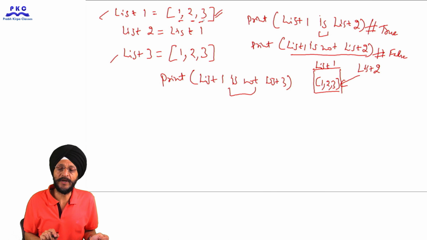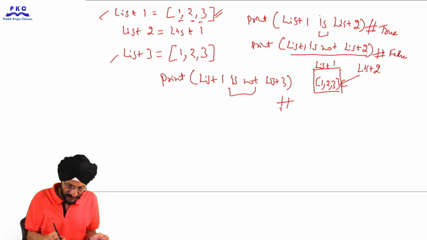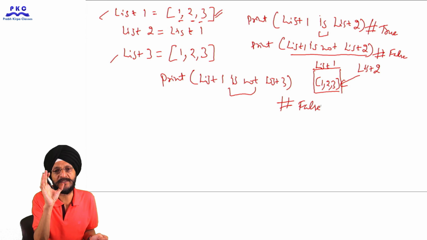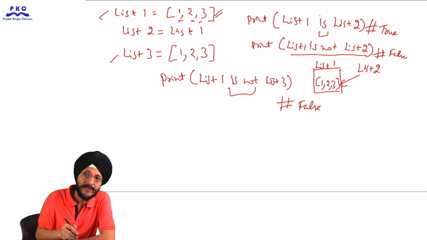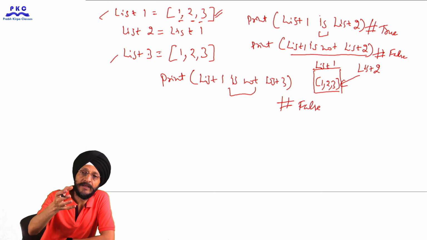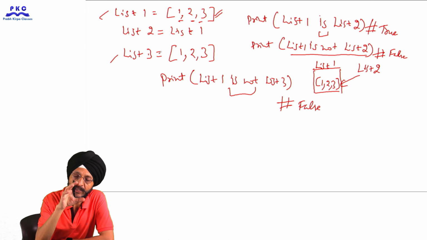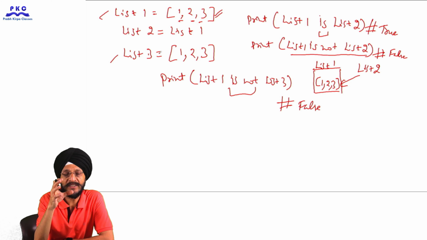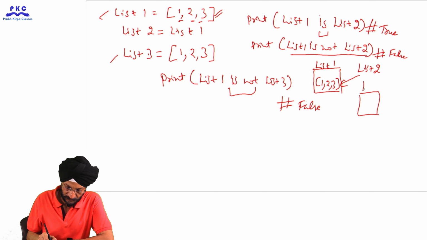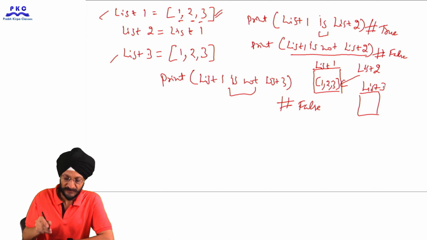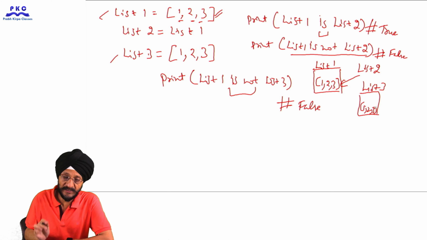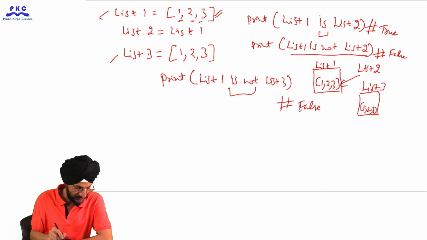The is not operator will give the output as false, because in case of lists, each assignment, when we are writing list 3 is equal to, creates a new object in memory. That is, a new object in memory will be created when we create a new assignment in the case of lists. So the answer will be false.